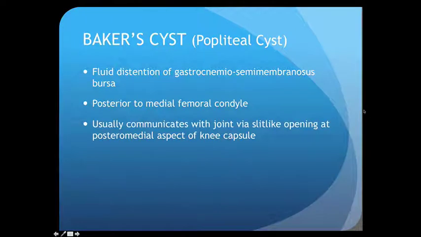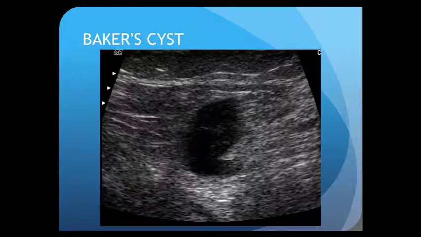So moving on, Baker's cysts are not uncommon. They usually present with patients saying they have a tenseness behind the knee, and these are a fluid distension of the gastrocnemius-semimembranosus bursa. They are found posterior to the medial femoral condyle, and usually if you look carefully enough you can see a little extension which points towards where the knee joint is.